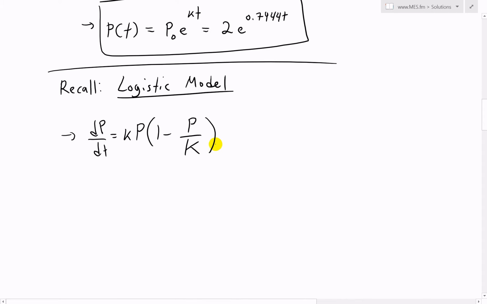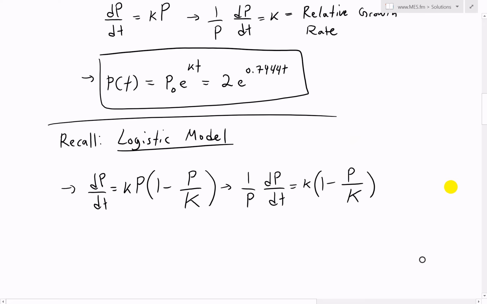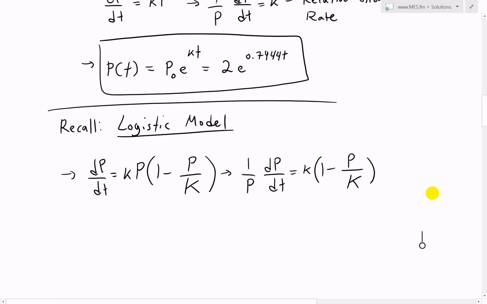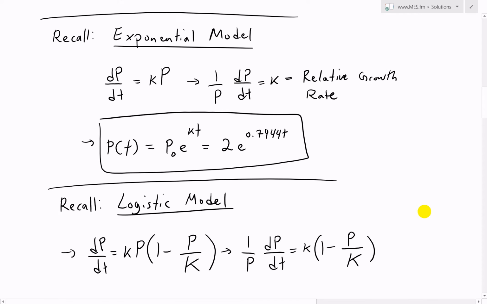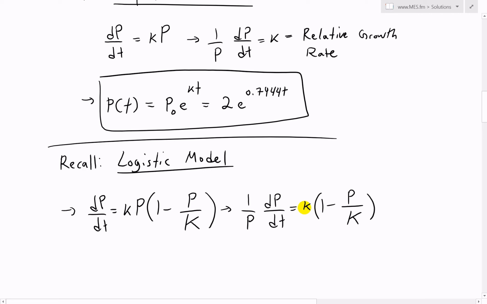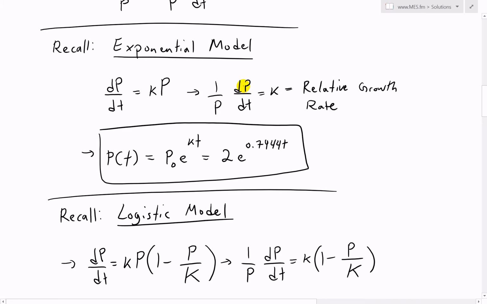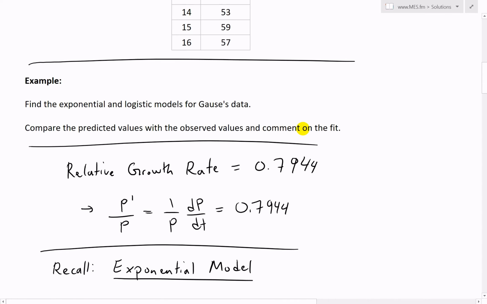Now if we were to write the relative growth rate, just move the p to the other side. So we have 1 over p dp over dt equals k, the proportionality constant, times 1 minus p over capital K, the carrying capacity. As you can see, this relative growth rate has this extra factor of 1 minus p over K, but the logistic model uses this value 0.7944, so we will need a value for k in this case because it's not exactly the relative growth rate as it is in the exponential model.